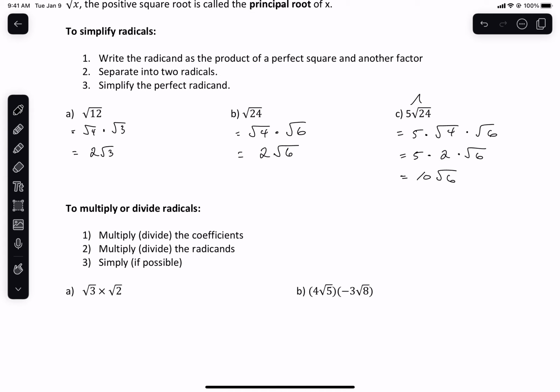Okay, what happens if I multiply two radicals together? You treat these like x times x. What happens when you multiply x times x? You get x squared. So if we take root 3 and multiply by root 2, we should get root 6.